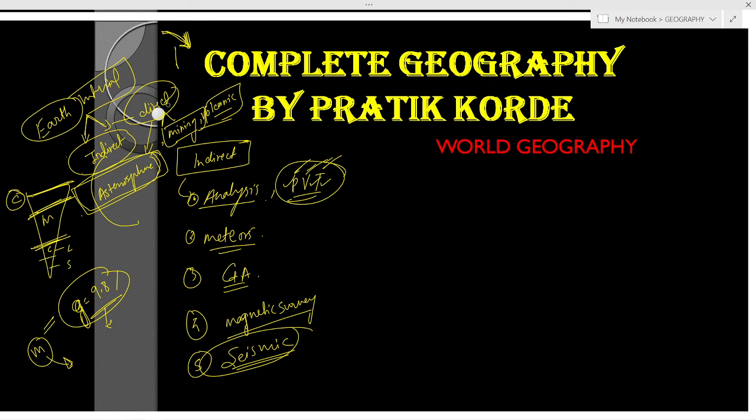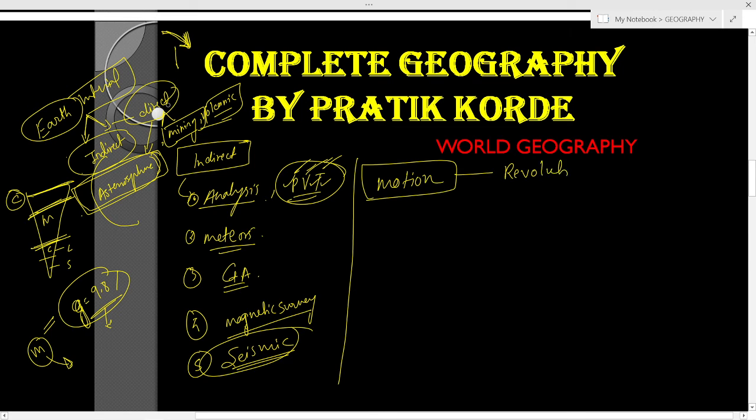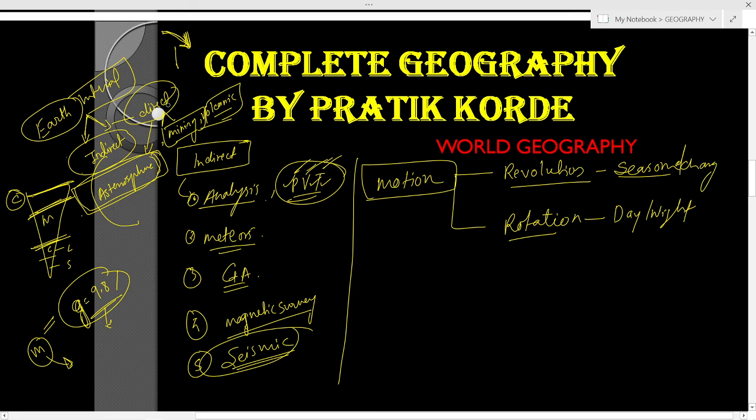Now we talk about the motion of Earth. Earth basically has revolution and rotation. In short and crisp, rotation causes day and night. Revolution causes changes in season, seasonal changes. Now there are other aspects such as equinox and solstice.